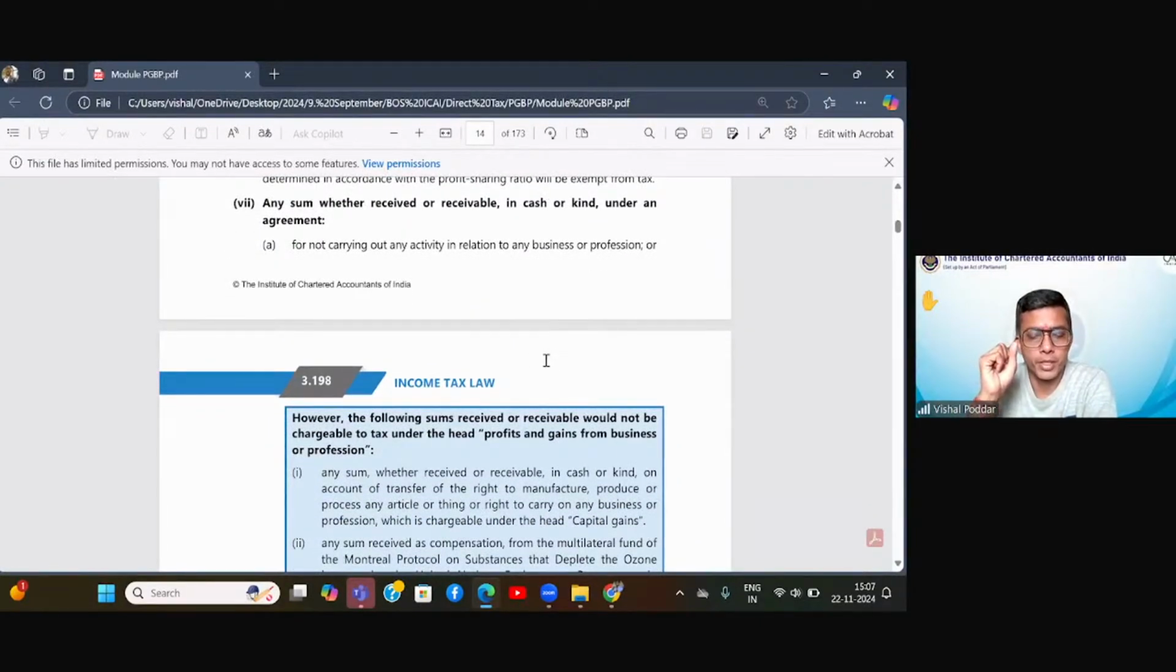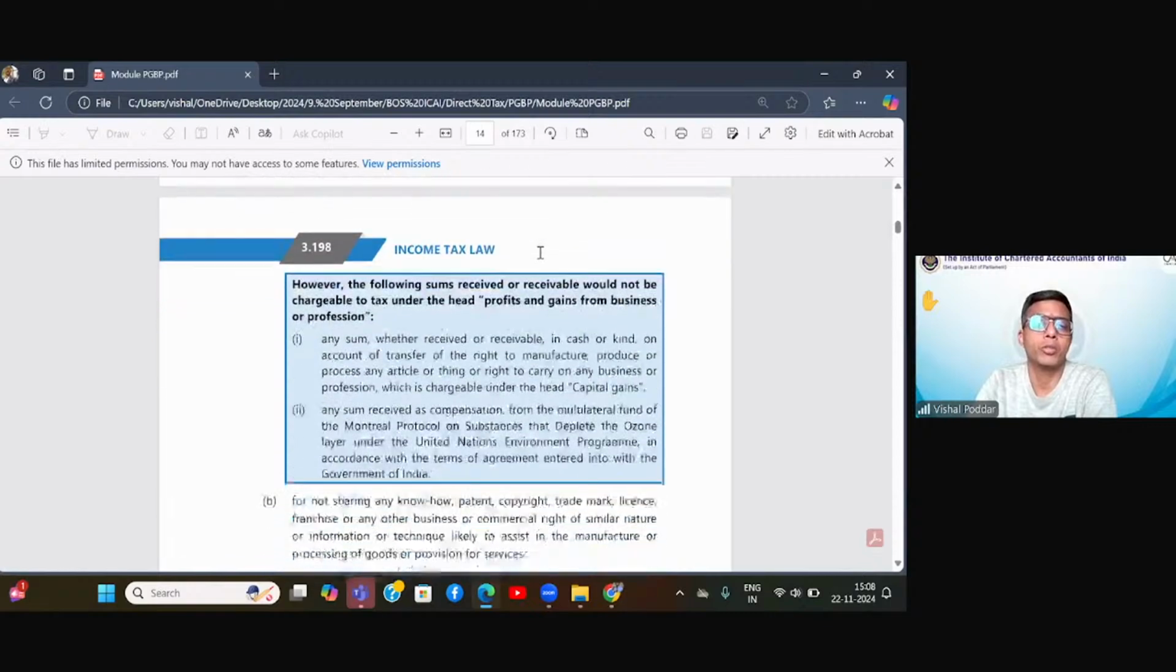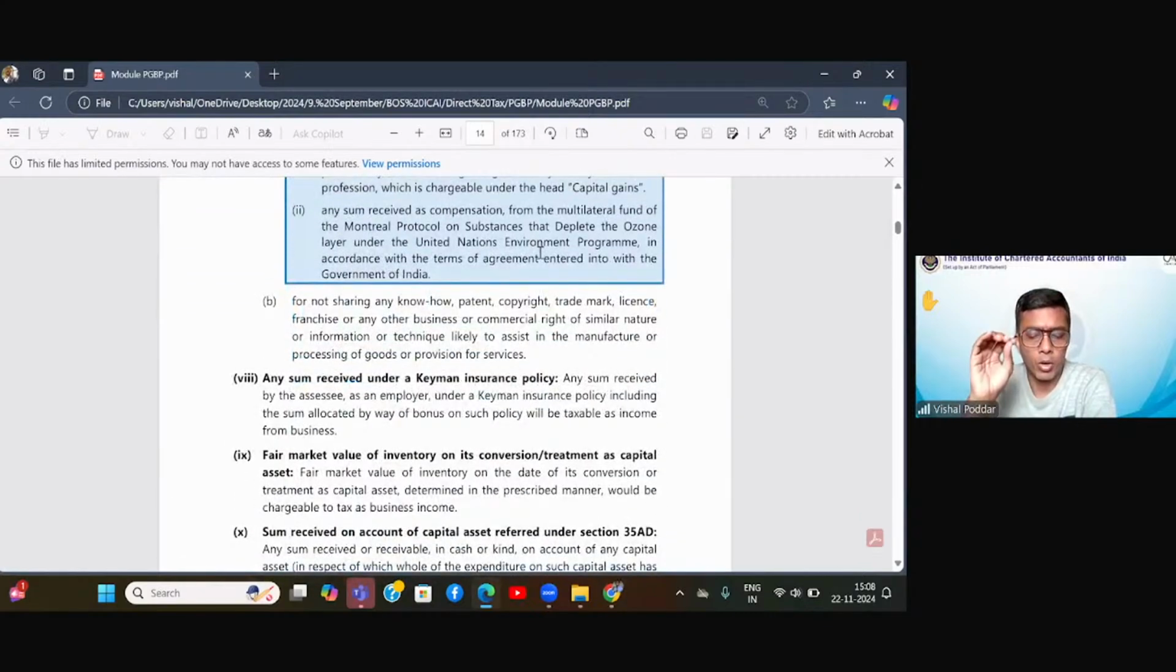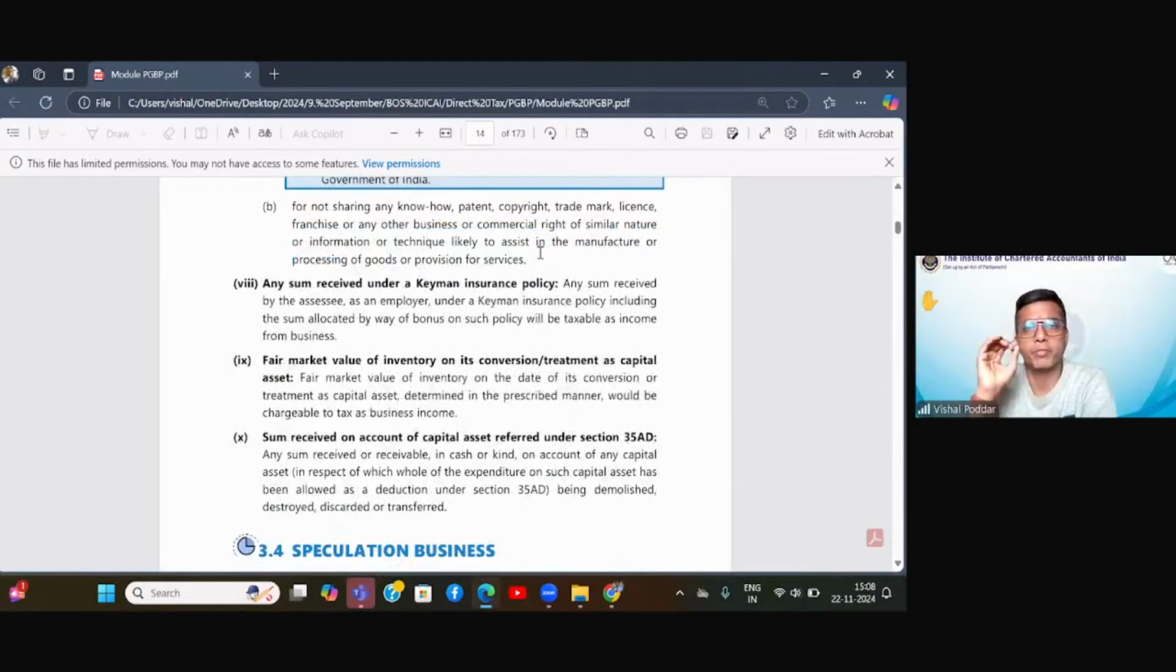This point number 7 is what we call non-compete fees. What is non-compete fees? As you can see from the heading, it is a sum received in cash or kind under an agreement for not carrying out any activity in relation to business. So this is called non-compete fees. Wherever you receive non-compete fees, it would again be part of PGBP.